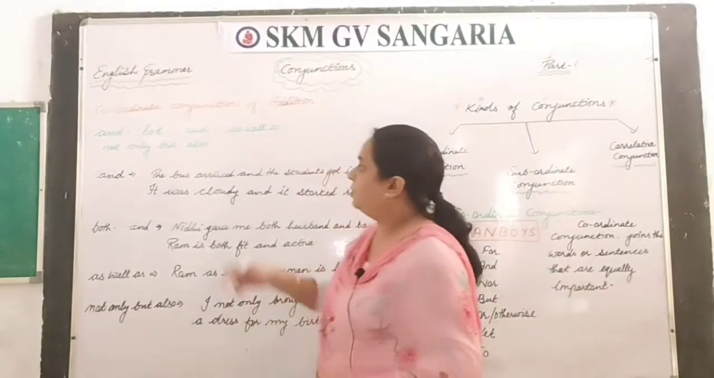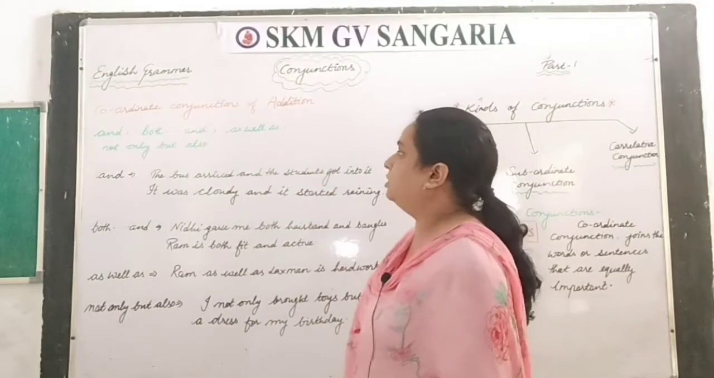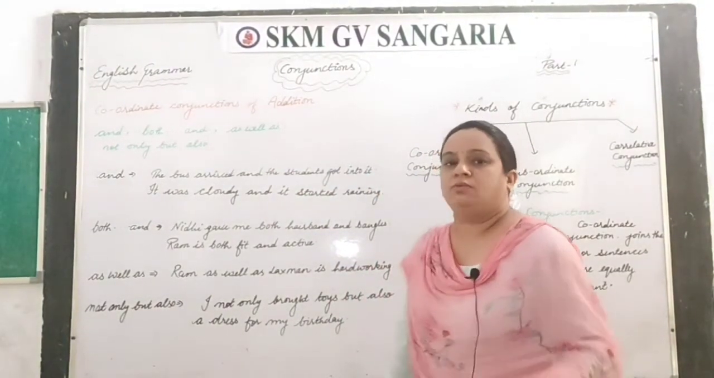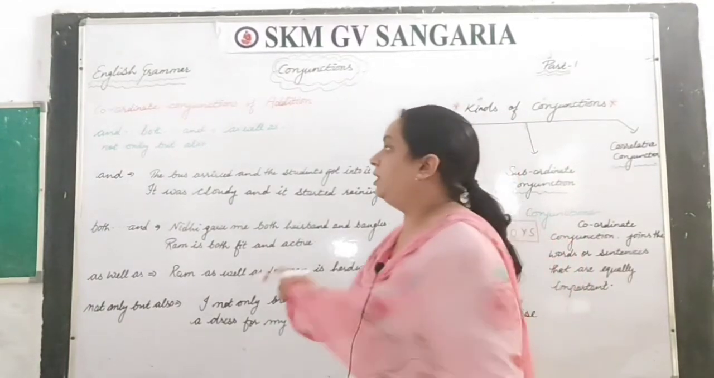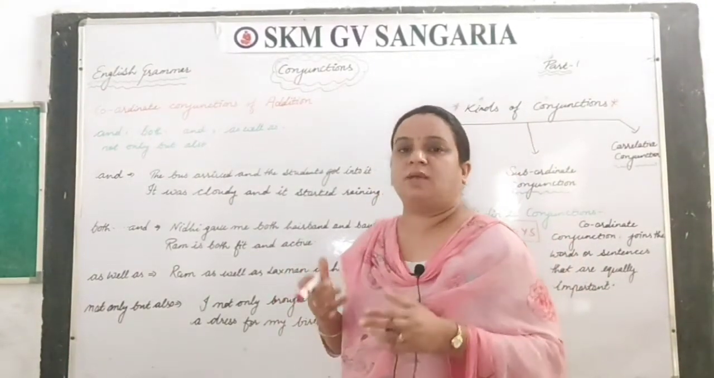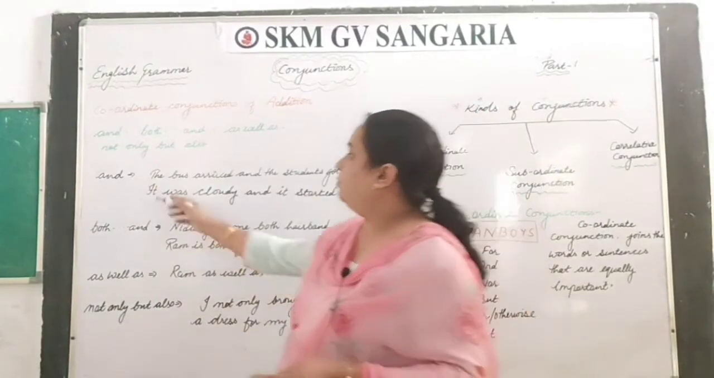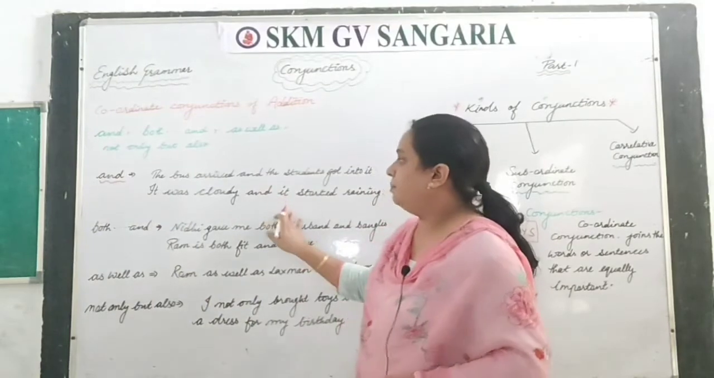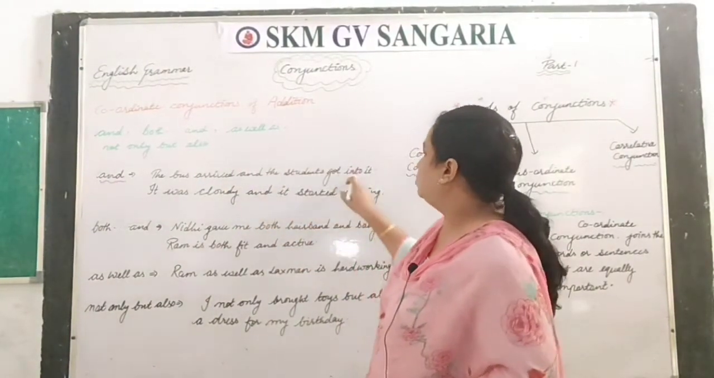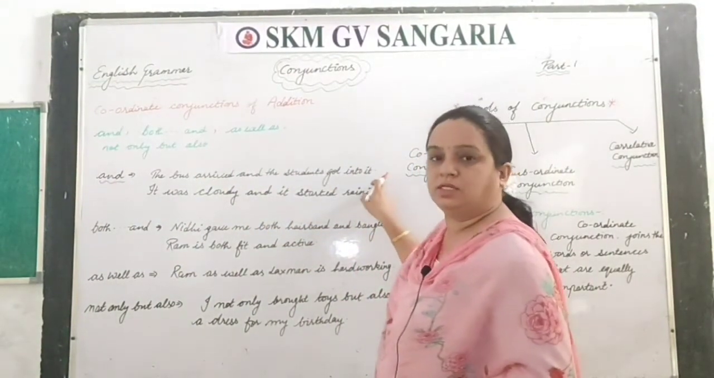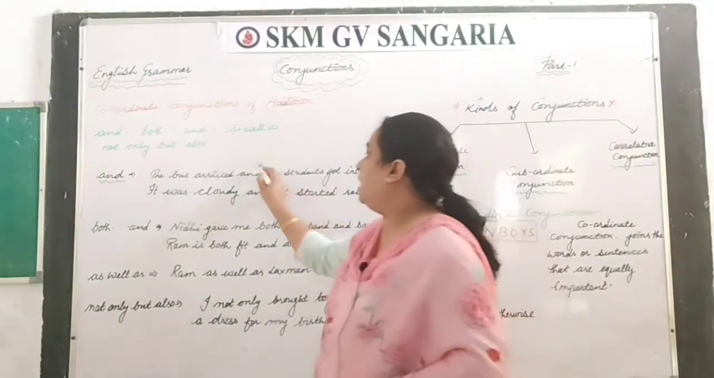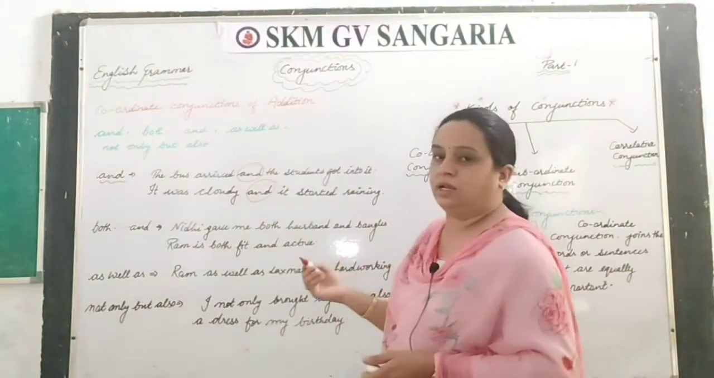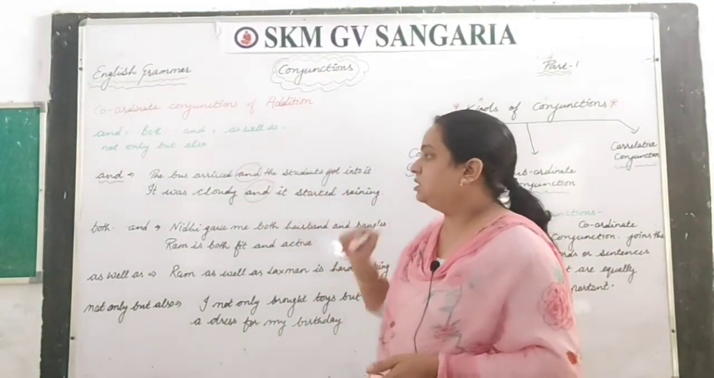Take the first example and the first part of this coordinate conjunction, which we have to use for addition, right? When we want to add the same ideas, I would say. So the first use is of and. See the examples: the bus arrived and the students got into it, right? So this is what? And. It was cloudy and it started raining, okay? So these are the same ideas.